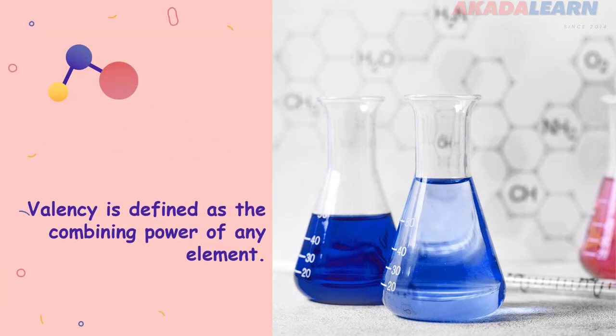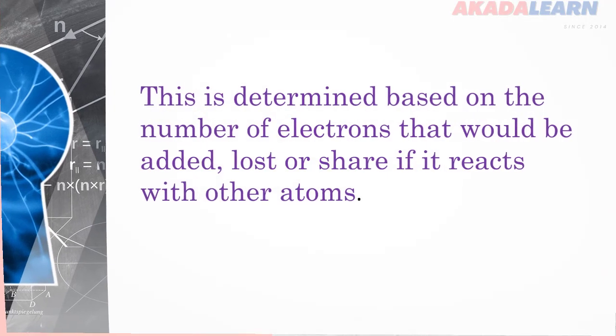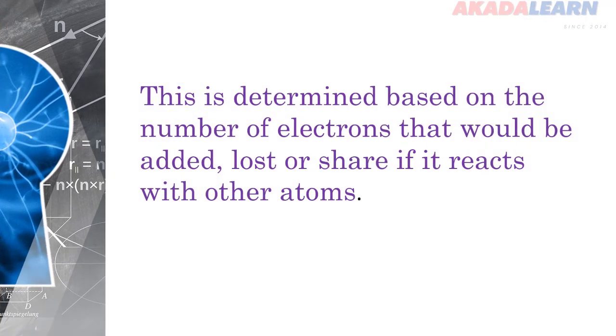Valency is defined as the combining power of any element. In a layman's language, it's as good as saying the amount of vacancy the atom has to be able to combine with other atoms during bonding. This can be determined based on the number of electrons that would be added or lost or shared if it reacts with other atoms.